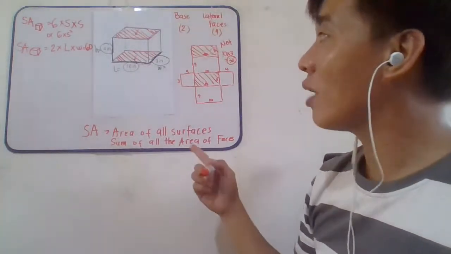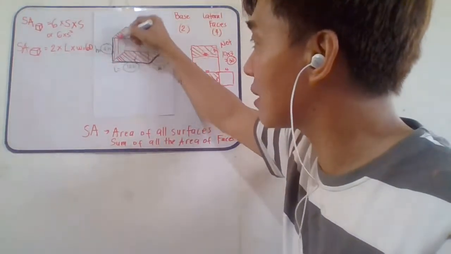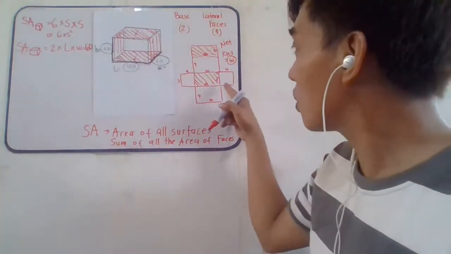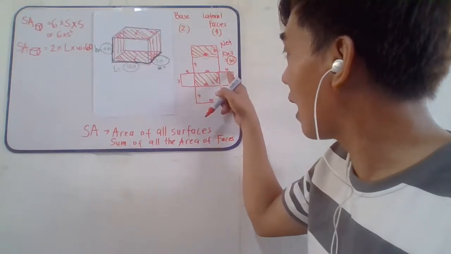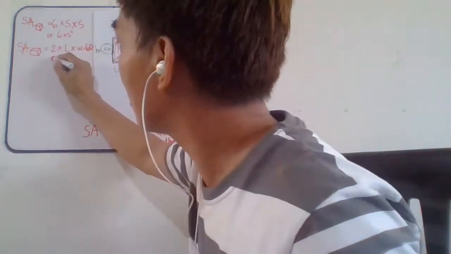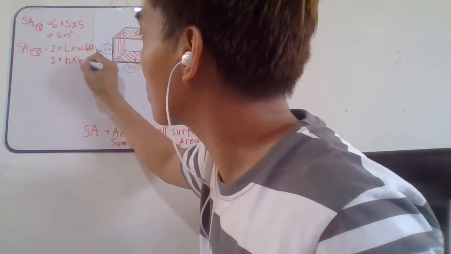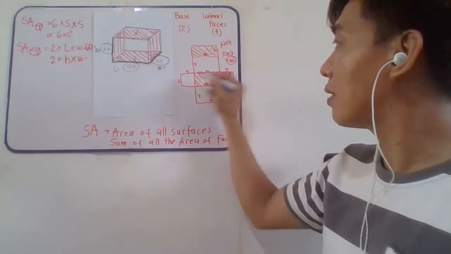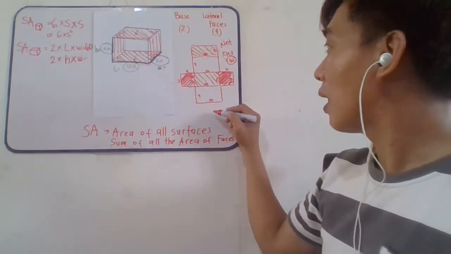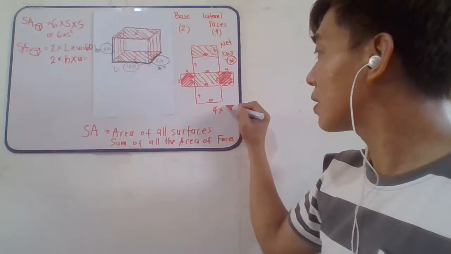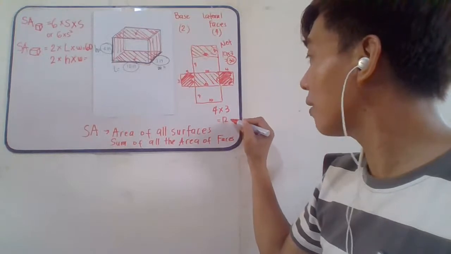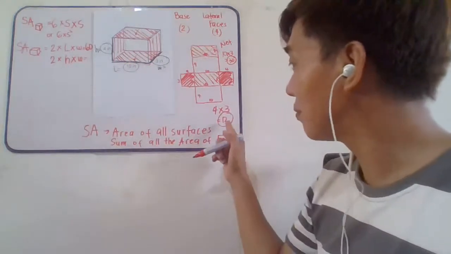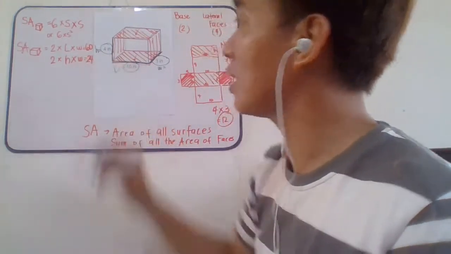Okay? The next thing that we have to do is to get the area of the sides here, the left side and the right side. Okay, so this is the height and the width. So 2 height times width. Okay, so we have here this portion and this portion, that is equal to height, which is 4, times 3, which is width. So that will give us 12 inches squared, but there are 2 of them. So that it will give us 24 inches squared.